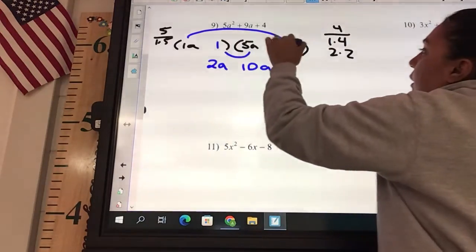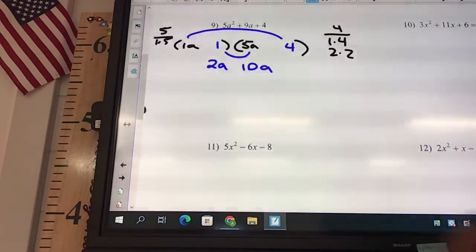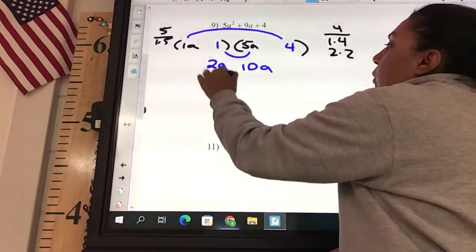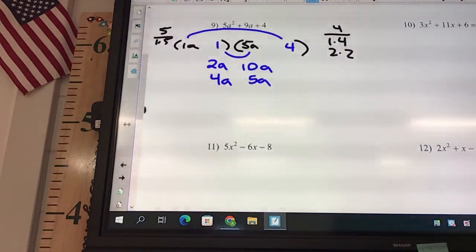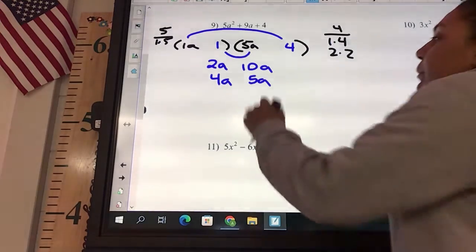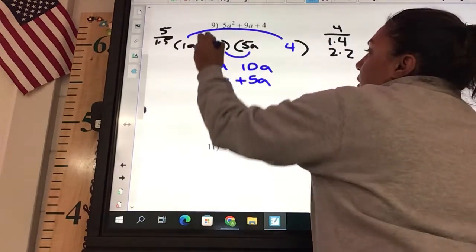So we can say 1, then 4. Okay, we'll check the outer. It's going to give you 4A, and the inner is going to give you 5A. Okay, so in order to get a plus 9, I'm going to say plus plus.